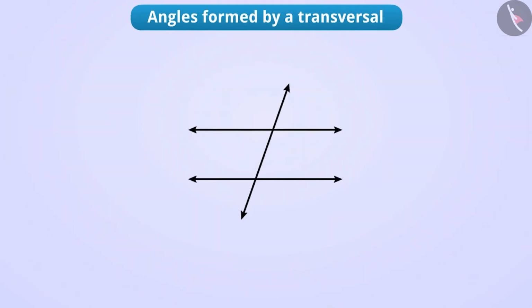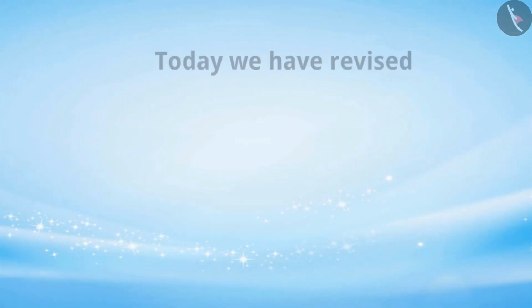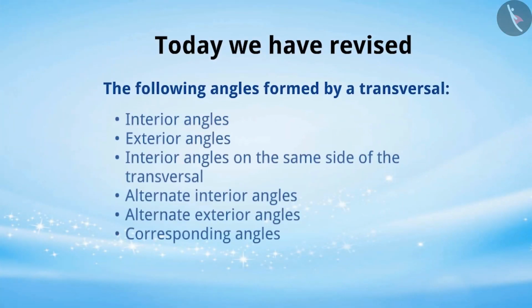Now, look here. There are two parallel lines L and M, and the transversal P is forming the shaded angles. There will be an interesting relation between some angles. We will understand them in our next video. Today we have revised all the angles formed by a transversal. In the next video, we will discuss the angles formed by the transversal of two parallel lines.